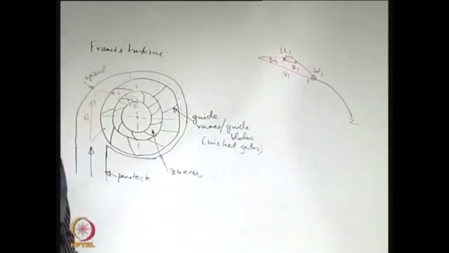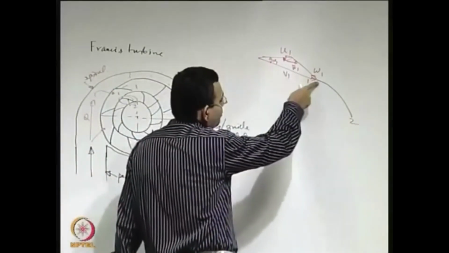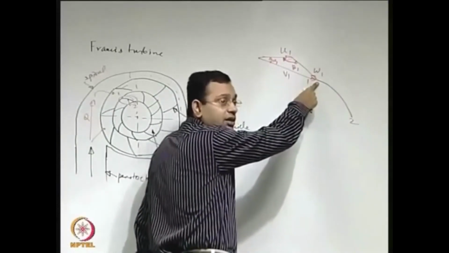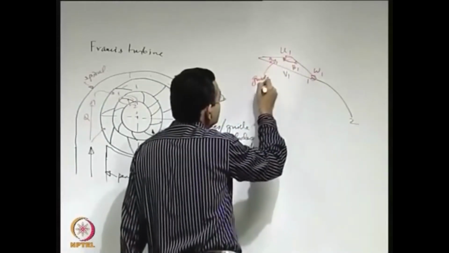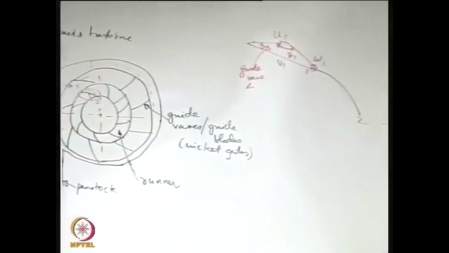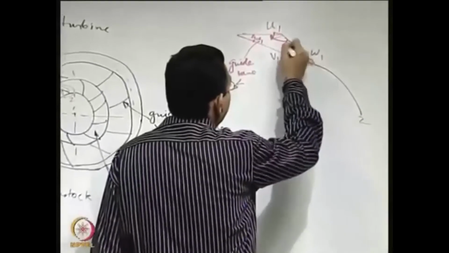What is the physical importance of the angle alpha 1? This is the angle at which the water jet falls on the blade. Who decides that? The guide vane decides that. So this is also known as the guide vane angle or guide blade angle. There is a difference between the guide vane angle and the blade angle, that you have to understand. This is the blade angle.